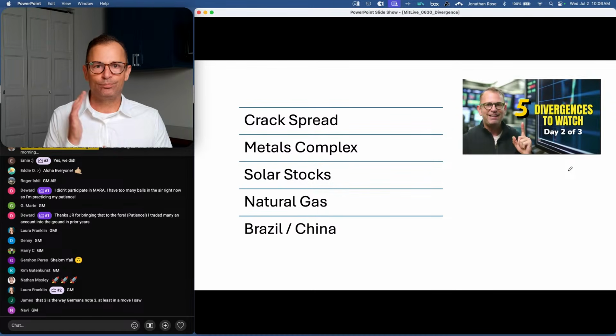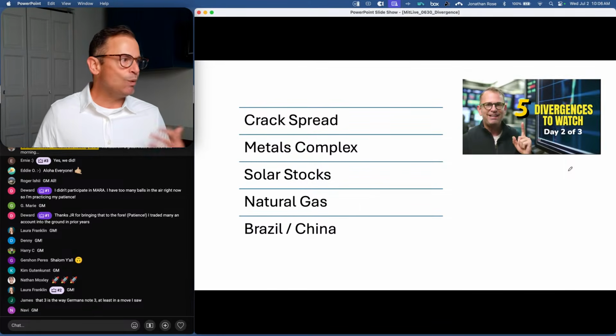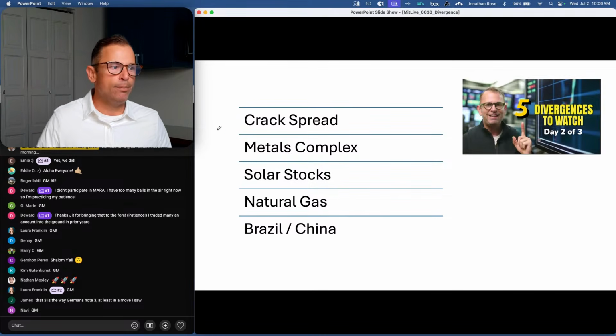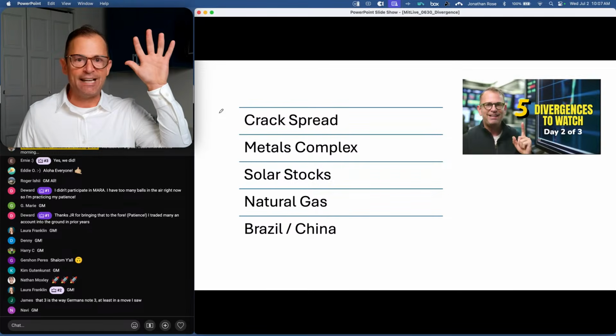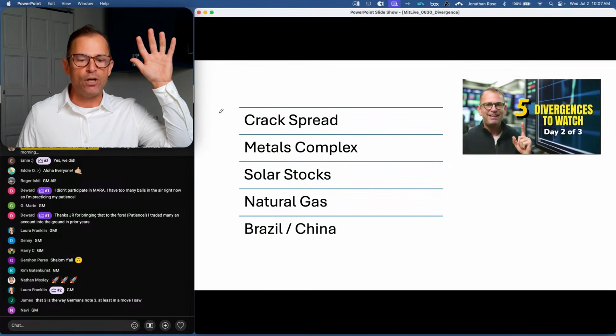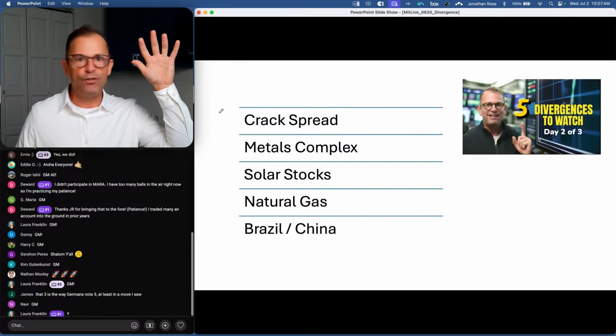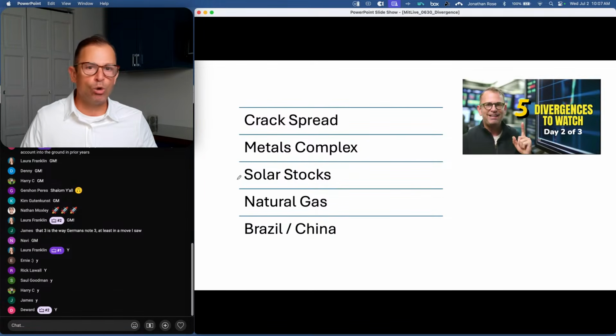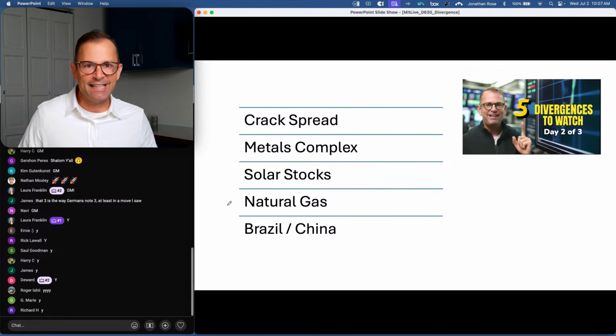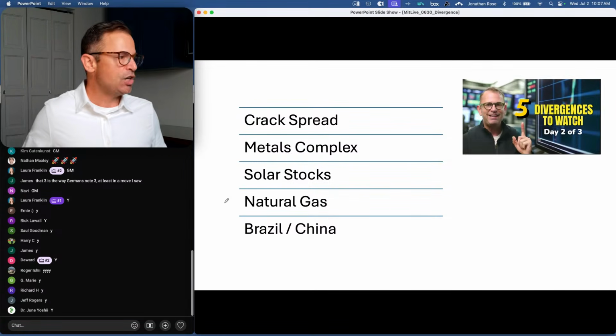So let's start. Now that I've set that up, guys, here are 5 favorite divergences that I love to trade, that we look at all the time. One is going to be something called the crack spread. I'll explain exactly what that is. It's a weird term. Are you guys familiar with the crack spread? Can I get a Y or an N in the chat? I'm going to explain it as well, but as I'm going through this, a Y if you know what the crack spread is, an N if you don't. We're going to look at the metals complex. We'll look at solar stocks. We're going to look at natural gas stocks, and then Brazil, China.